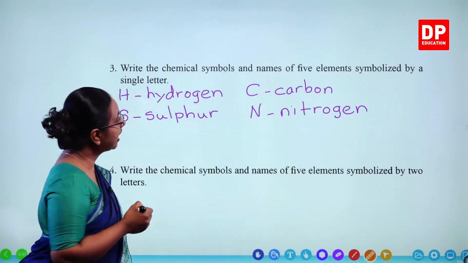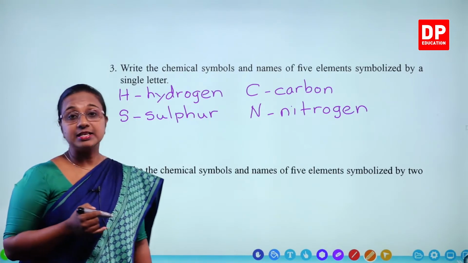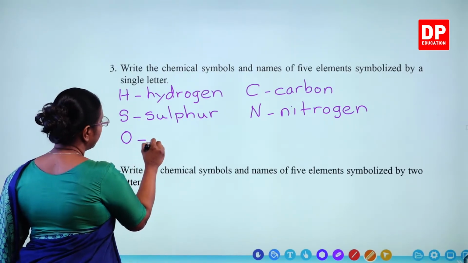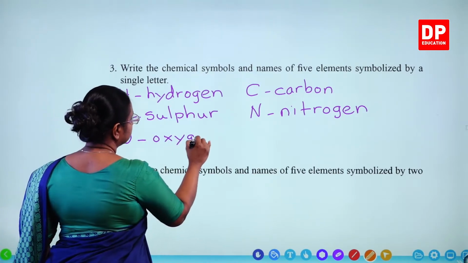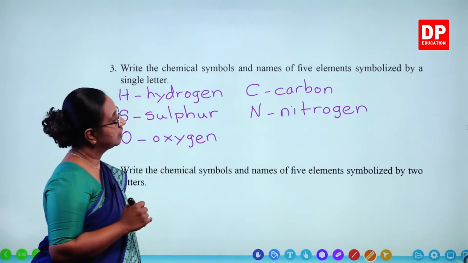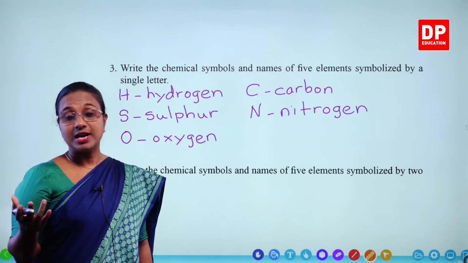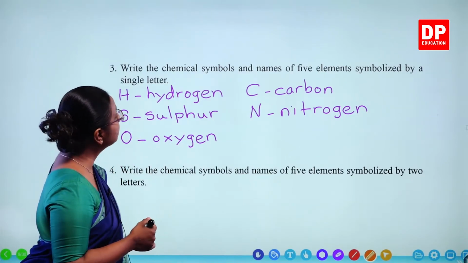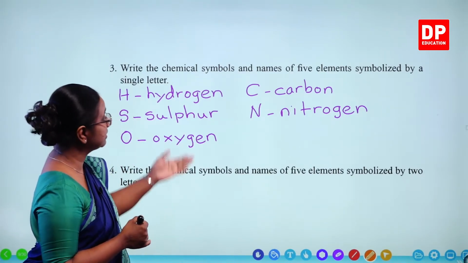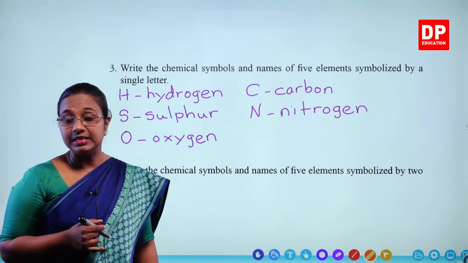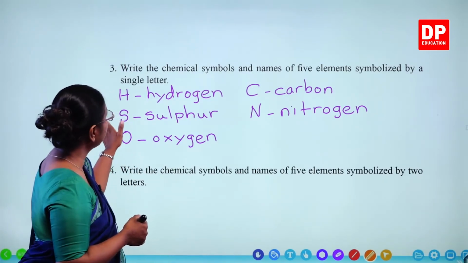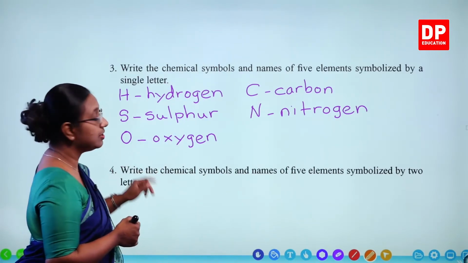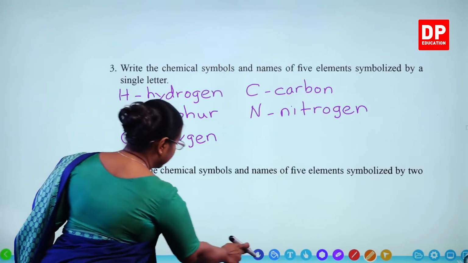So we have taken hydrogen, carbon, sulfur, nitrogen, even oxygen is one letter. O, oxygen. Fluorine, that is one letter, capital F. So like that, you can write the chemical symbols and names of 5 elements symbolized by a single letter. Is this okay, students? Hydrogen is H, C carbon, S sulfur, N nitrogen and O oxygen. Then the next one.